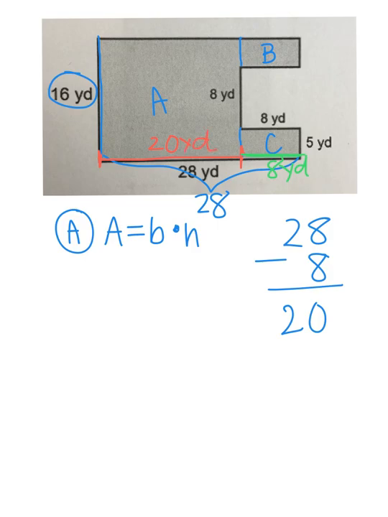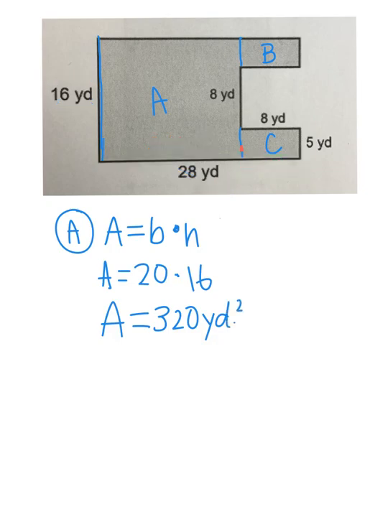So back to our formula, we have area equals, we found our base was 20 yards times our height, 16. And 16 times 20 gets me an area of 320 yards squared. Now let's look at shape B. Shape B is a rectangle, so it's going to be area equals base times height.